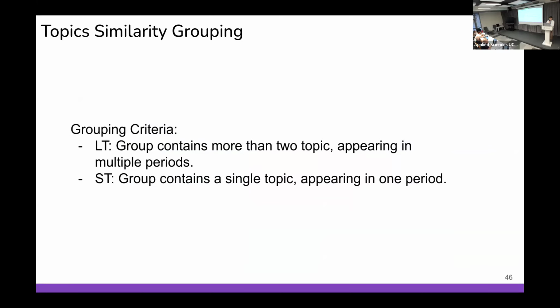After that, we are going to classify groups into long-term and short-term. Long-term groups contain more than two topics and appear in multiple periods, while short-term groups contain just a single topic or, for example, two topics, but appear in one period. A group can contain different topics, but if it appears in one period, then we will classify it as a short-term topic as well.